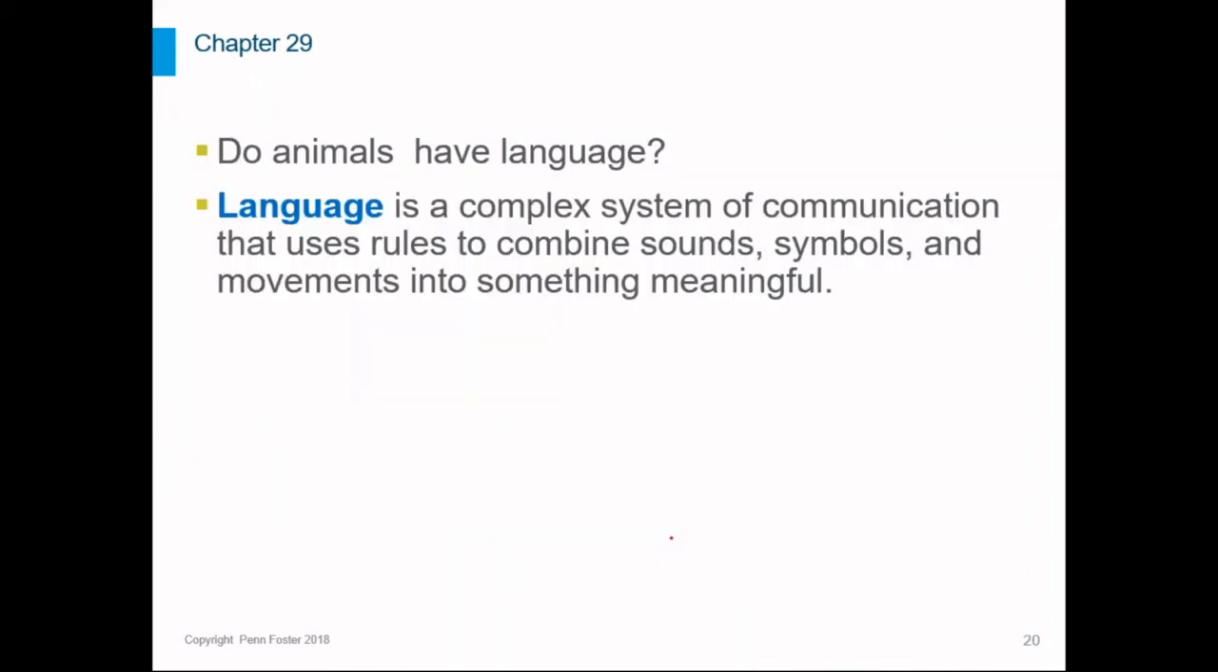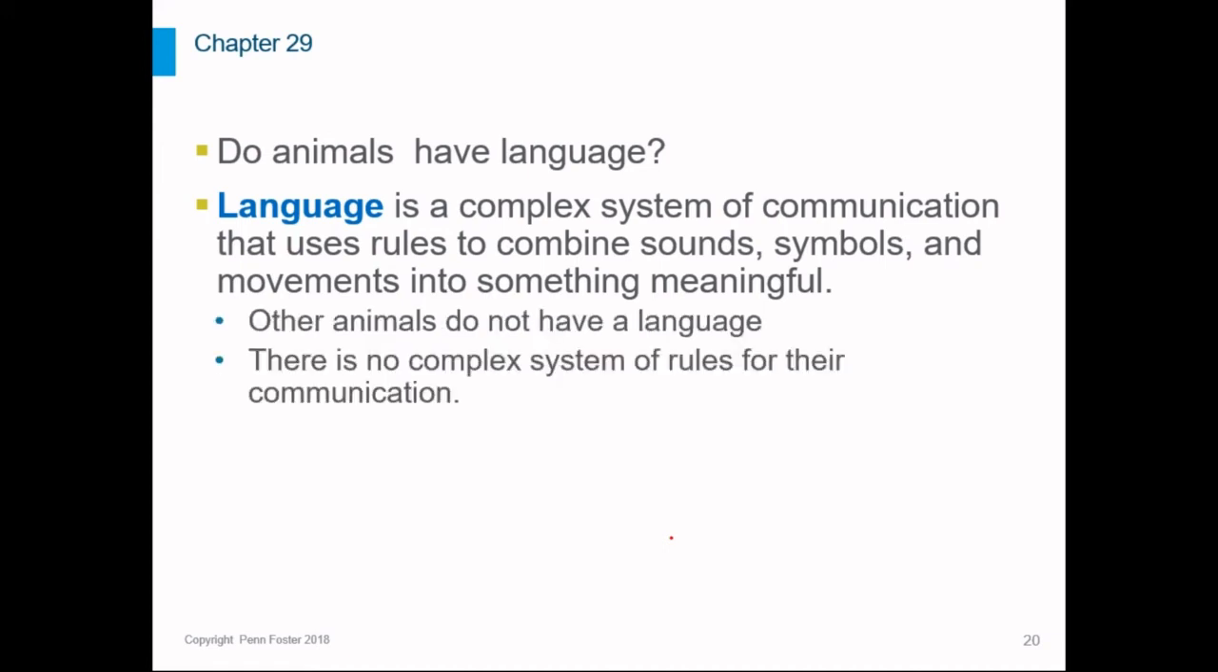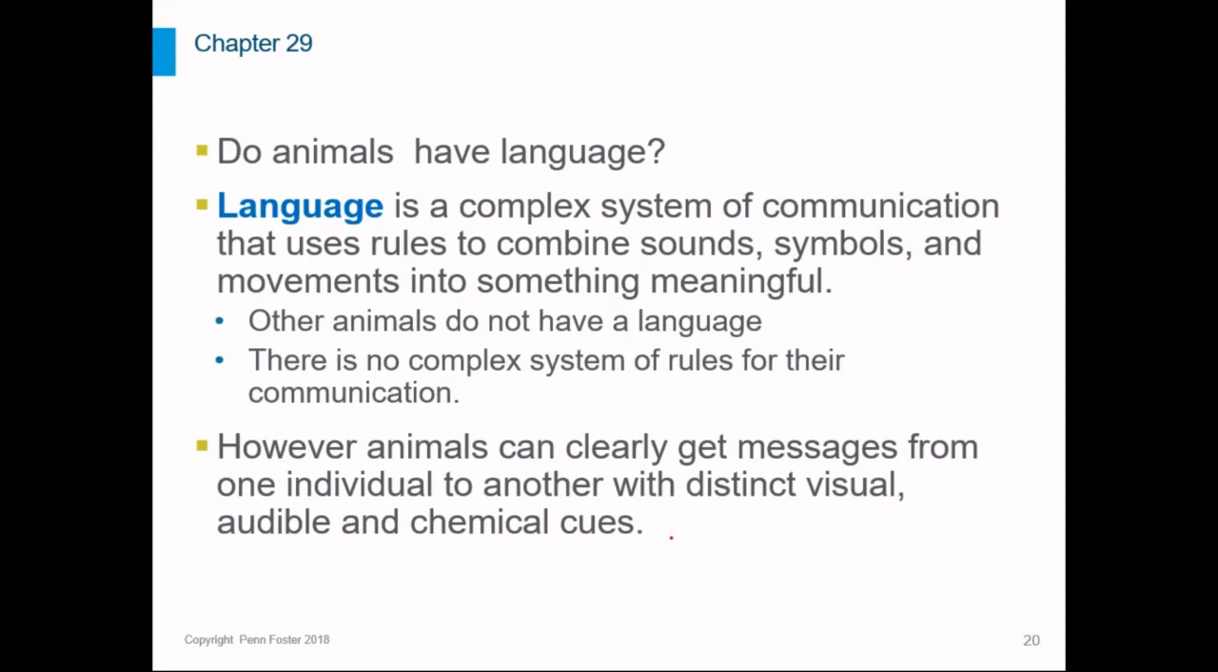But whether animals have a language is kind of a difficult question. Language is a complex system of communication that uses rules to combine sounds, symbols, and movements into something meaningful. So, by that definition, other animals do not have a language on par with that of humans because there's no complex system of rules for their communications. However, animals can clearly get messages to one another from distinct visual and audible and chemical cues.